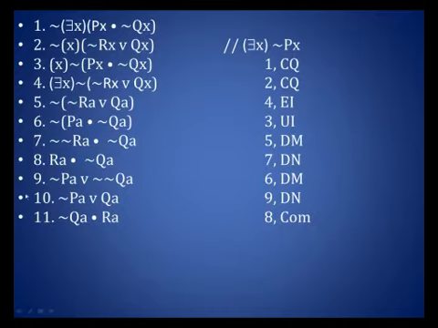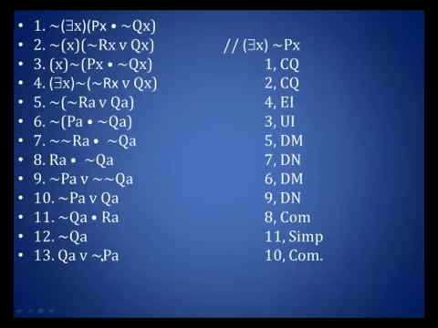So we do commutativity on line 8 to flip it around, right, to give us not QA and RA, which thus allows us to simplify to get the not QA. Now look at line 10. I have not PA or QA. Right, now I have not QA.